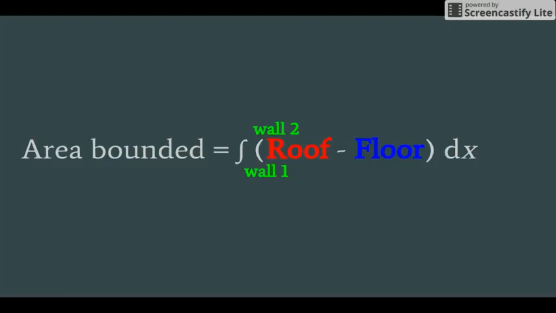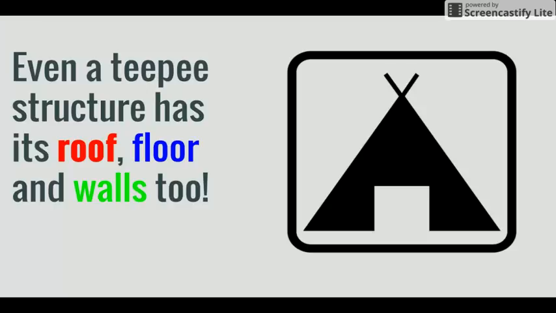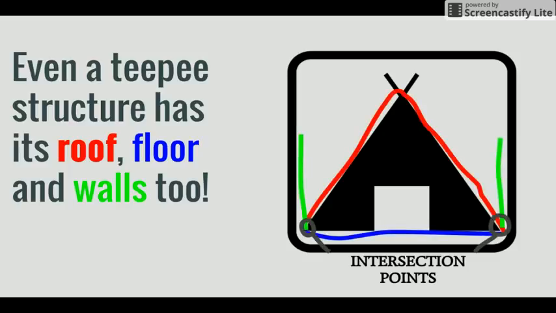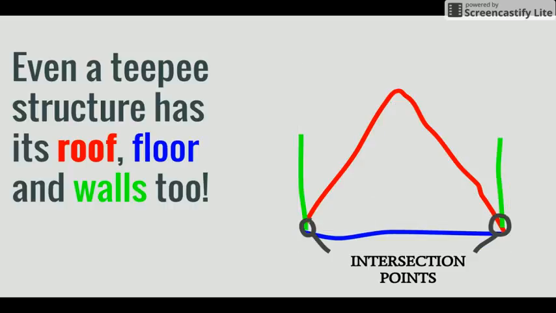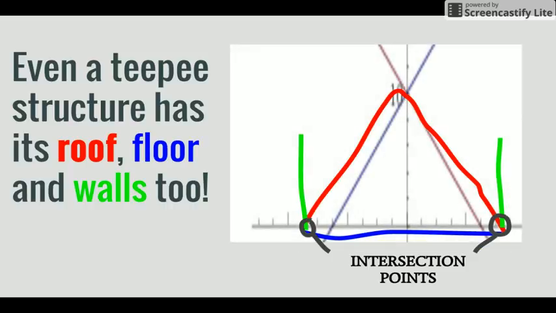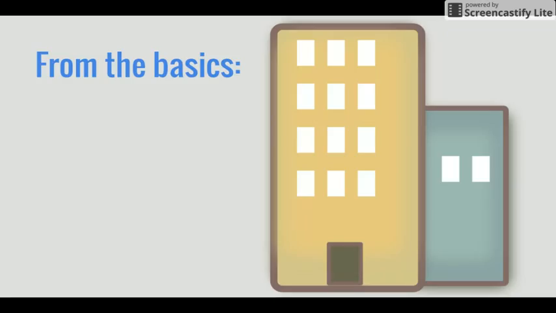And you will realize that the roof, floor, and two walls will subtend any finite area, which is also known as the integral. Even a TP, as you might say, has no walls. But if we have a closer look, the walls, the floor, and the roof are actually all intersecting at the same points. And by eliminating the TP and embedding another graph on a Cartesian plane, you will be able to see that these intersection points correspond to the x and y intercepts. And there you have it.